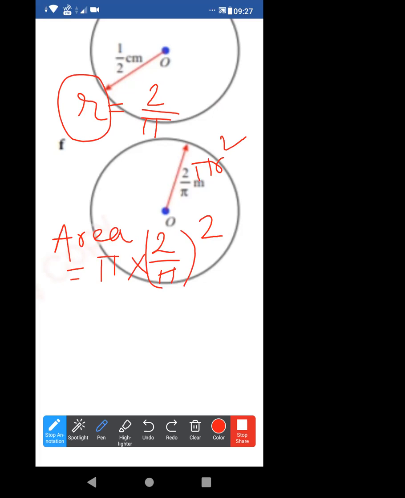Look, this pi will remain as it is into 2 square. 2 square means what? In the numerator, 4. And in the lower one, pi square. Pi square means pi into pi. Is it clear now? Now look, 1 pi will be cancelled out, because there is 1 pi in the numerator. So it will be 4 by pi.